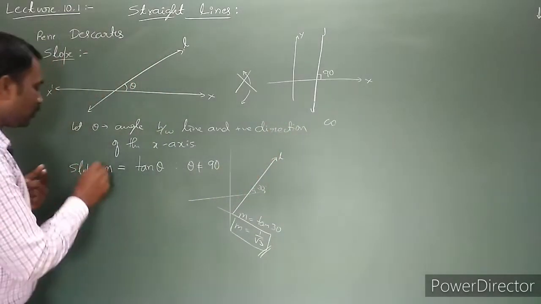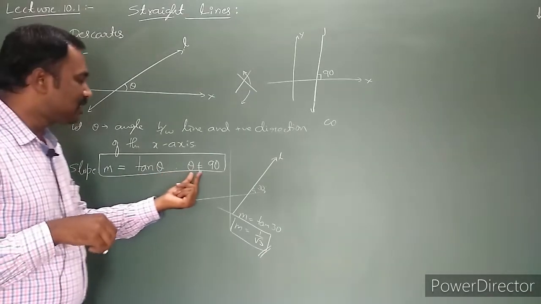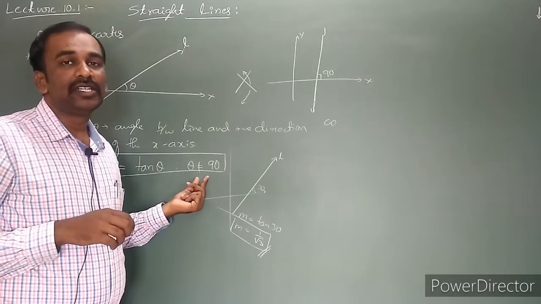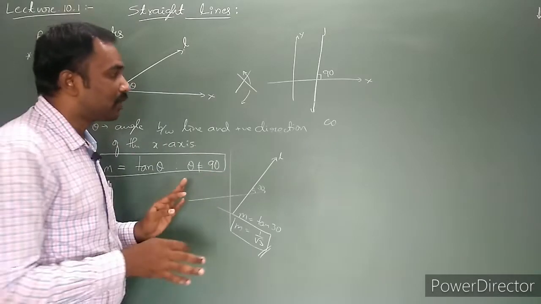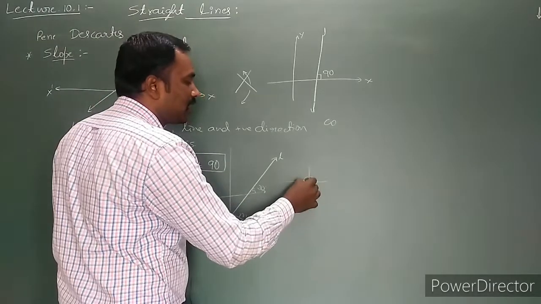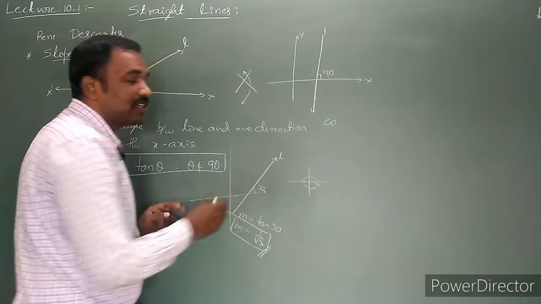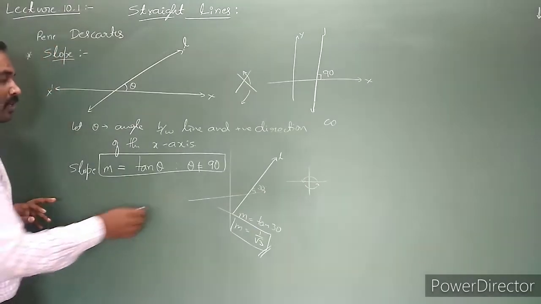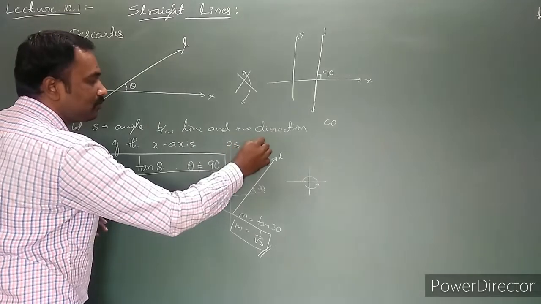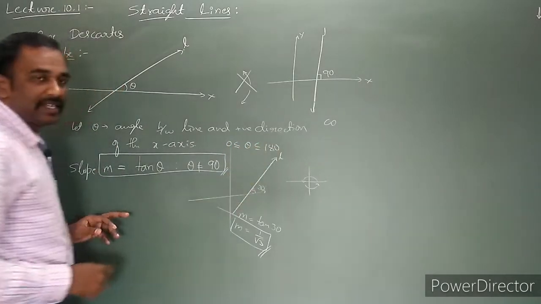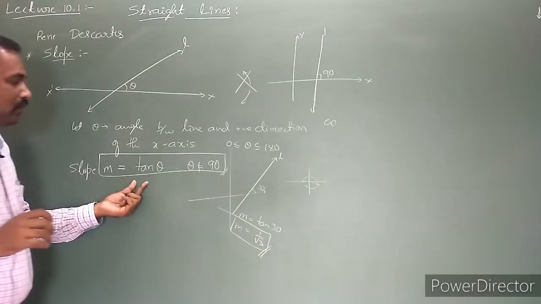So for that reason, to use this formula to find the slope of the line, the condition is theta is not 90 degrees. Other than 90 degrees, whatever angle you can take. And one more thing you can remember: after 180 degrees, the tan value repeats itself, it is a periodic function. So except 90, theta might be taken as 0 to 180 degrees.